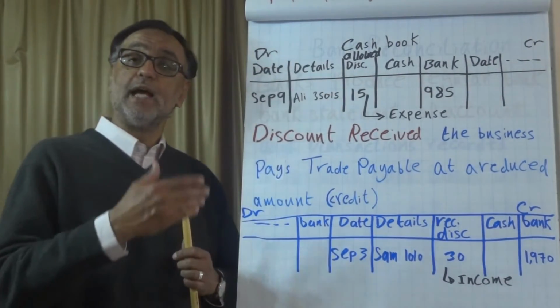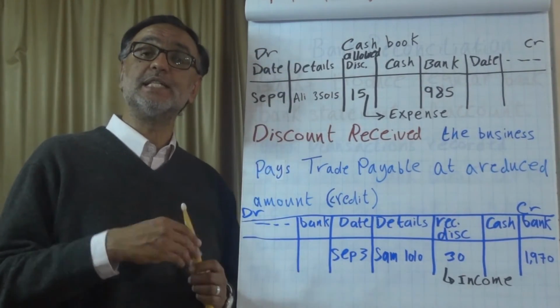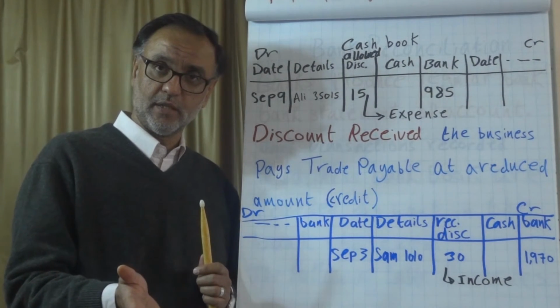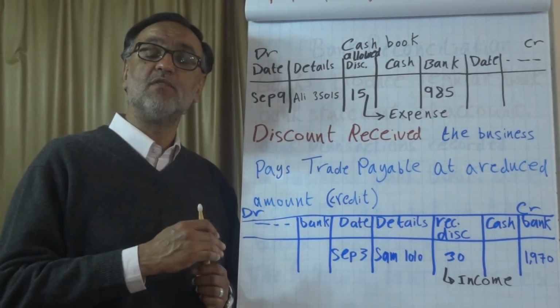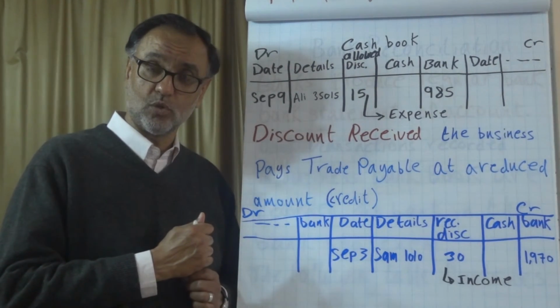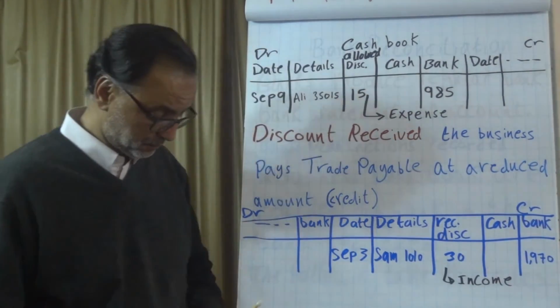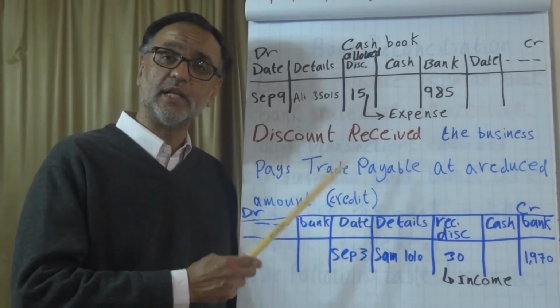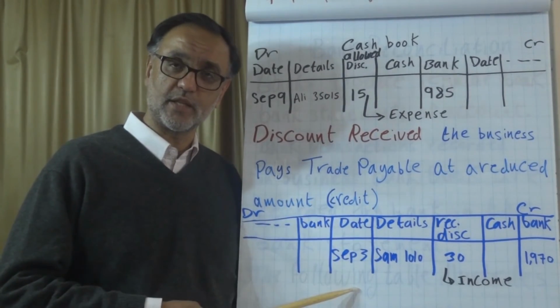So we have allowed discount that the business gives to its credit customers, and we have received discount that's provided by the business suppliers to accelerate payments to the suppliers. This allowed discount and received discount, we are ending this session.